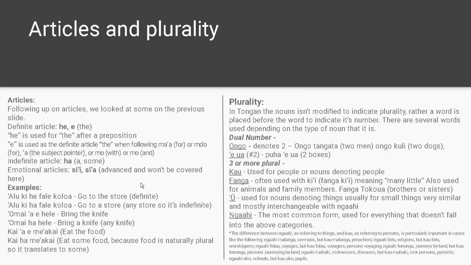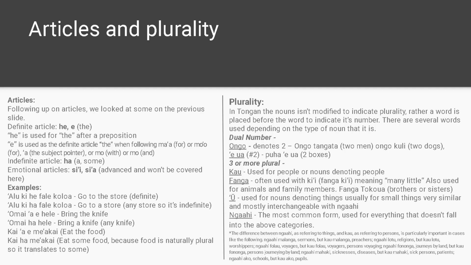Let's go ahead and skip forward here. So we have those explanations for the definite article. The indefinite article is ha, which is a or some. There are also emotional articles, ci or cia, which is advanced, and we won't be covering those here. So some examples in some sentences and clauses below.